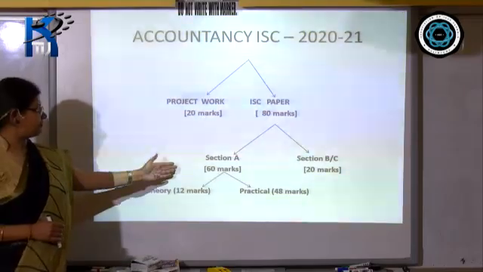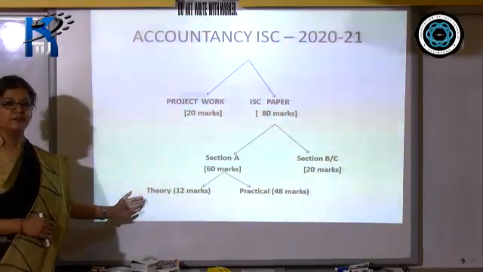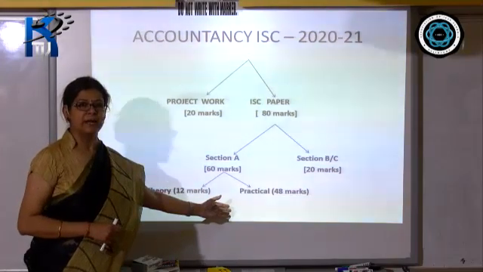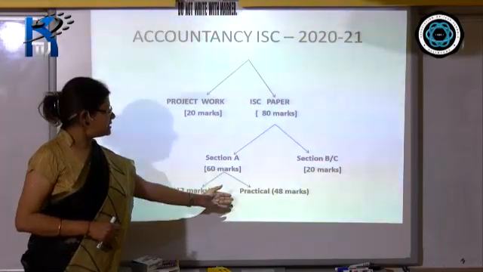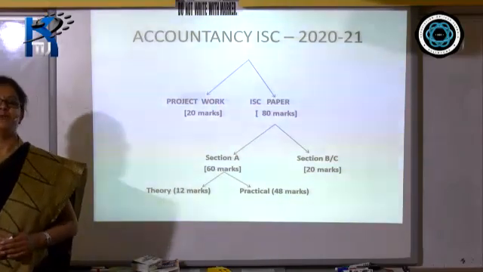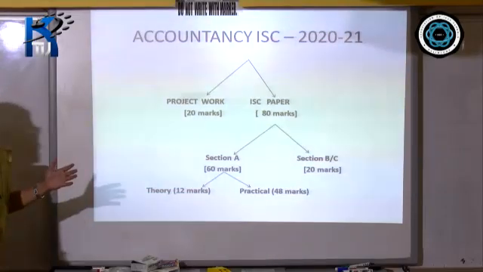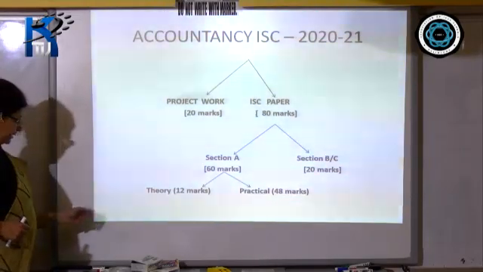The 60 marks bifurcation is: theory comes for 12 marks, which is compulsory, and for 48 marks we have the practical questions. In this, we have 7 practical questions. We have to attempt any 4. So this is the basic outline of how the paper comes.